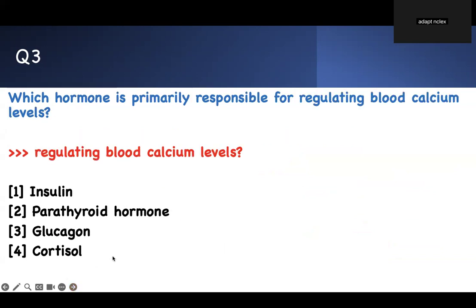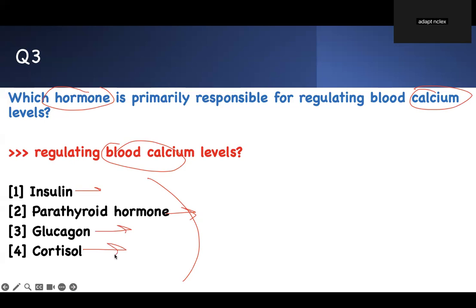The same thing, regulating blood calcium level. Which hormone is primarily responsible for regulating blood calcium? They told you calcium. So go with your content, underline it: calcium, and it's regulating calcium, and it's a hormone. Make sure all of these are hormones. Yes, insulin is a hormone, PTH is a hormone, glucagon is a hormone, cortisol is a hormone. But look at it. If you know your content, you can see three of the options given are all related to sugar. That is why on the TEAS they will not trap you too much, but they will test your content. If you know it, you pick it.